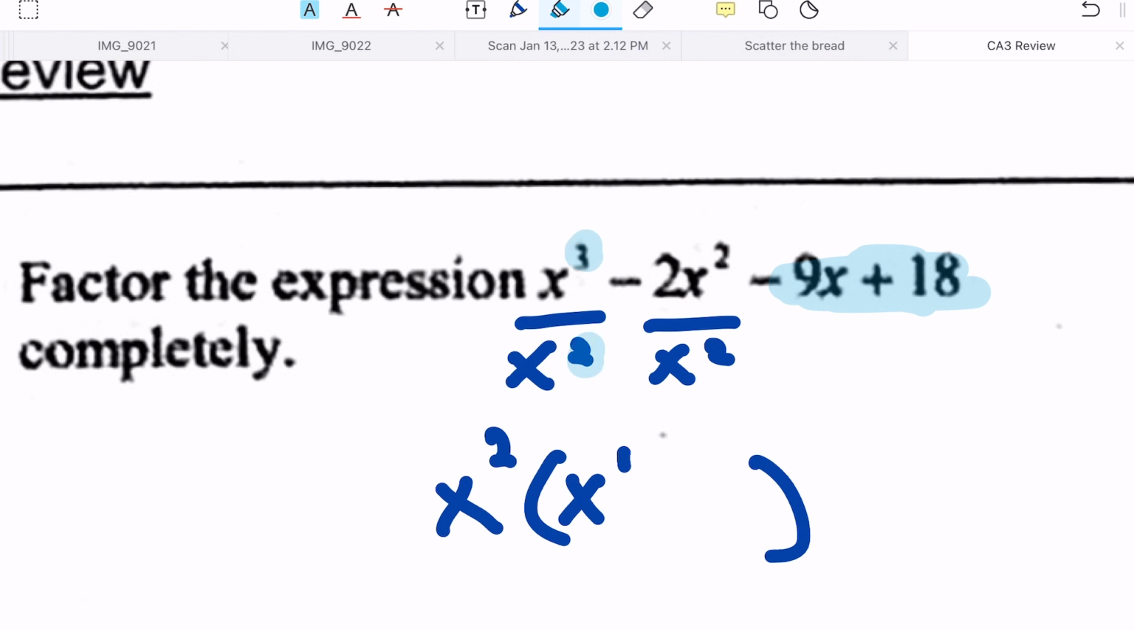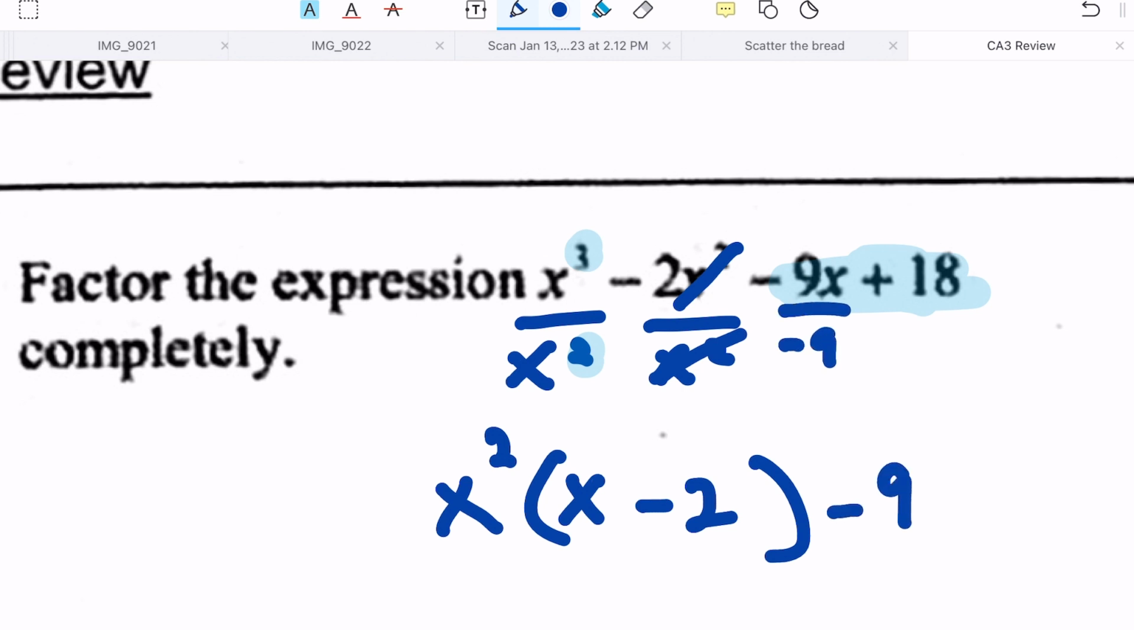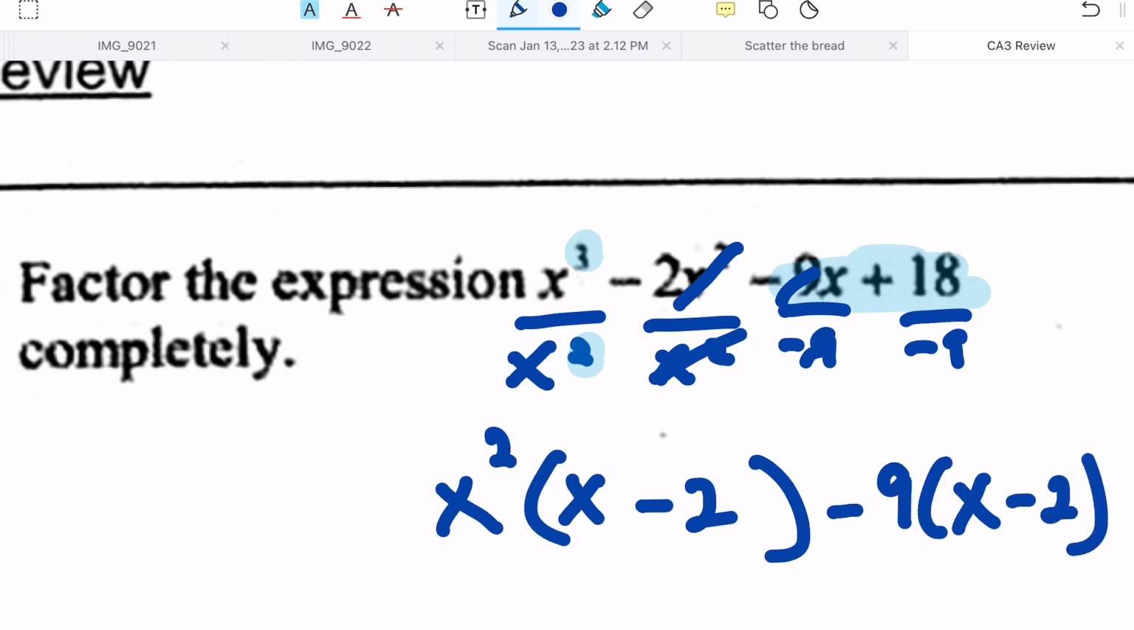Now, we have the x squared. Well, that's going to cancel out. So we're going to get -2 here, and we don't really put the 1. Okay? Now, the GCF here, it's -9. So I divide by -9 on both. The -9's cancel out, so I'm left with x. 18 divided by -9 is -2.